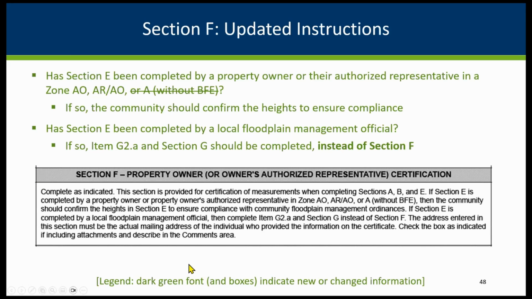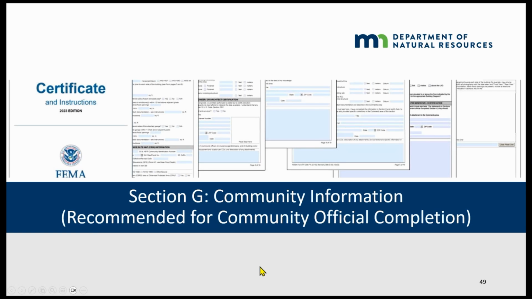Yeah, updated instructions. We talked about some of this already, but if Section E was completed by the property owner or their authorized representative in a Zone AO, the community should confirm the heights to ensure compliance with their ordinance. If Section E was completed by the local floodplain manager, like I've said, they should complete Section G instead of Section F.